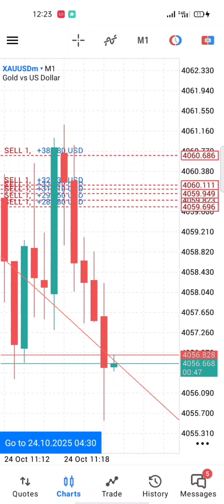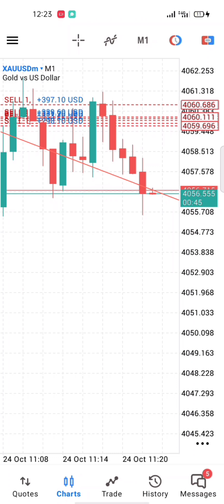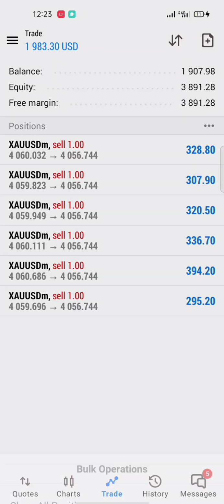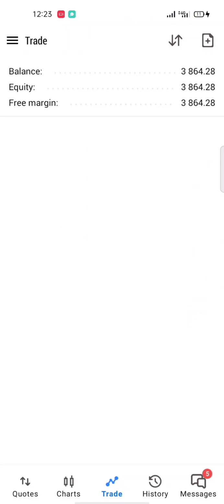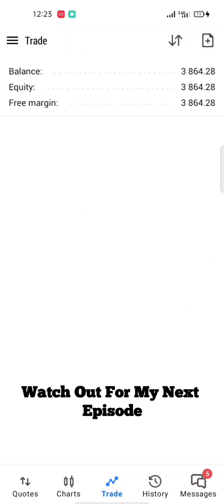So guys, the trade is currently selling down massively on a sniper entry at this very point. Now currently, I'm closing out the trade in profit. Currently we're up $3,864.28.